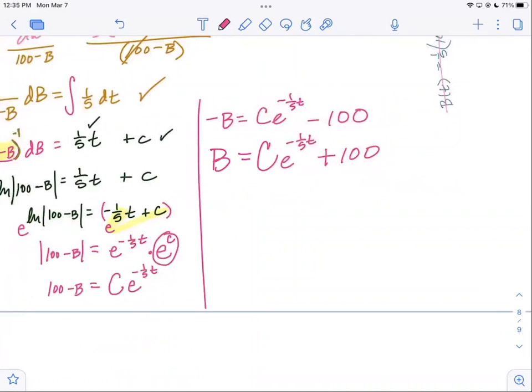Now there it is. I solved. So if you want, you could step up the notation. It's not a requirement, but you could call it B of T. This is your general solution.